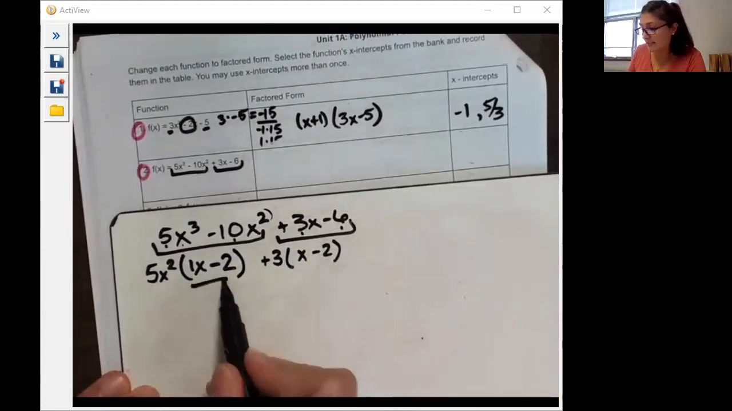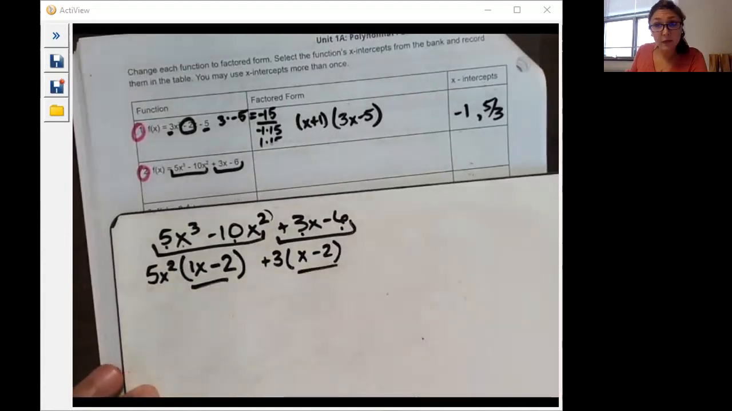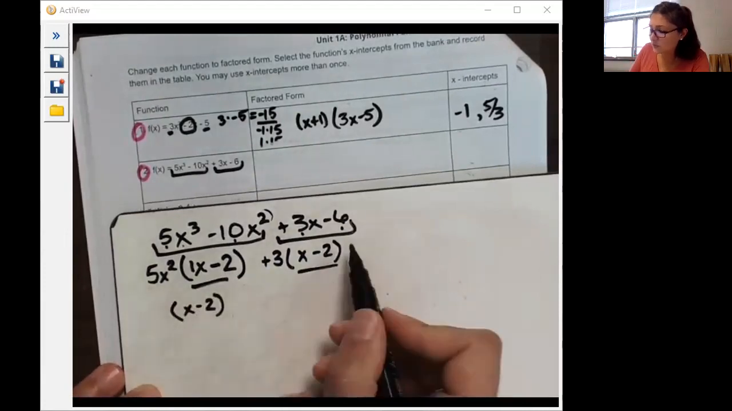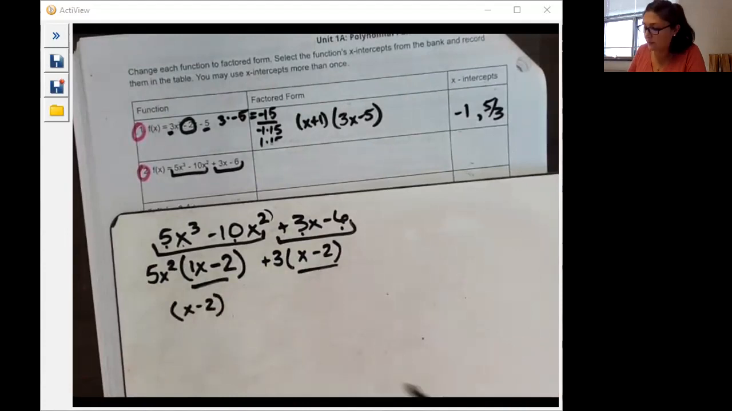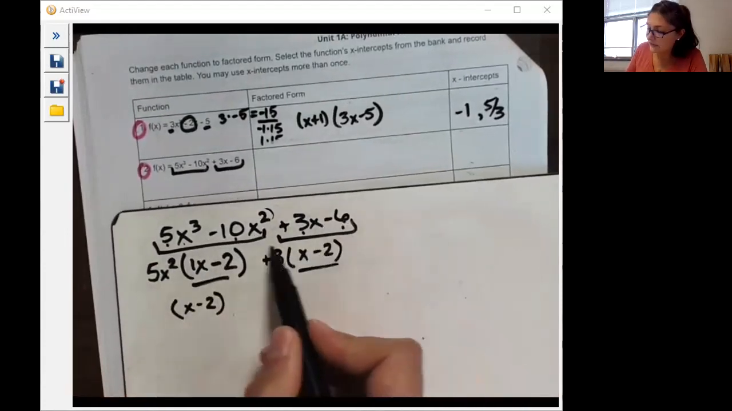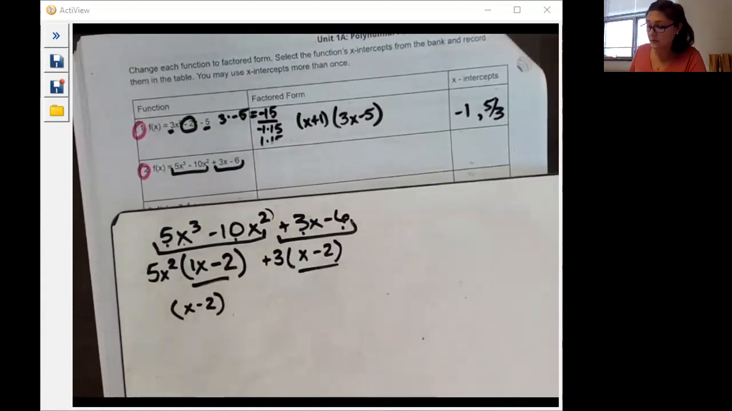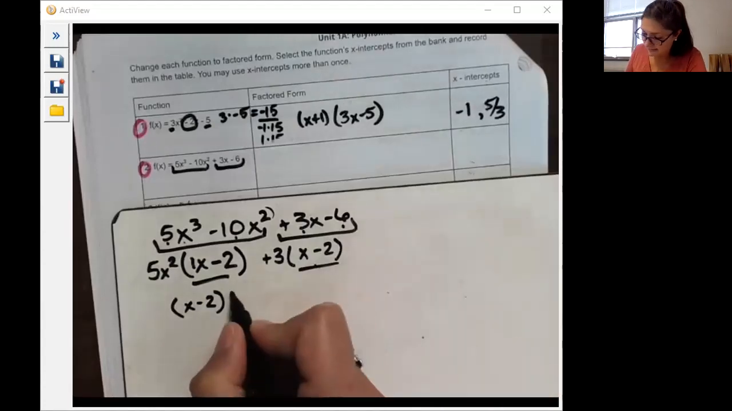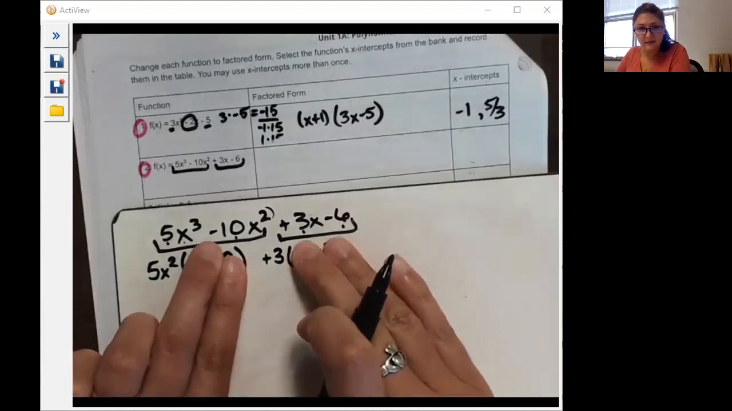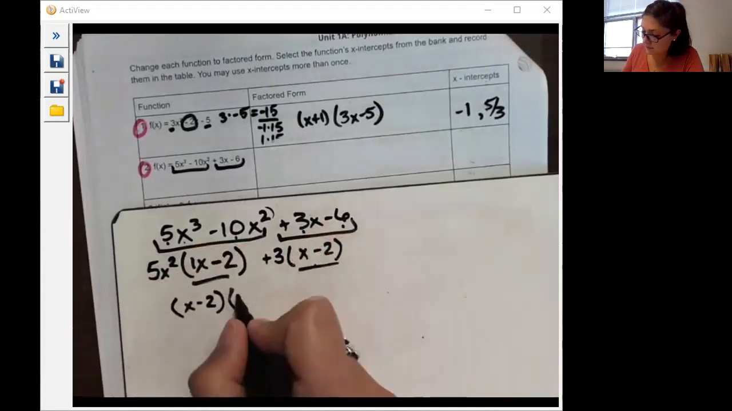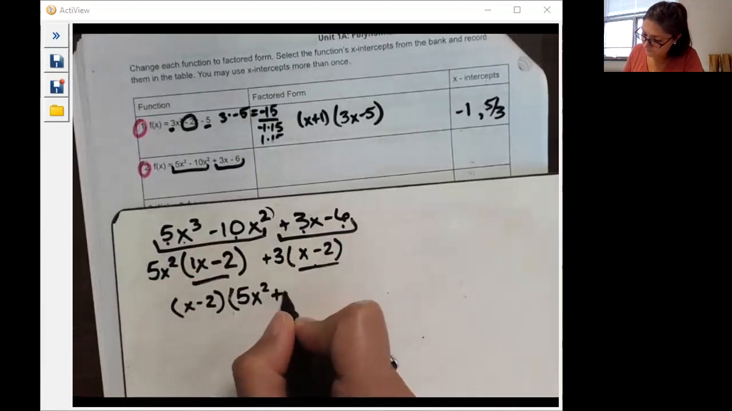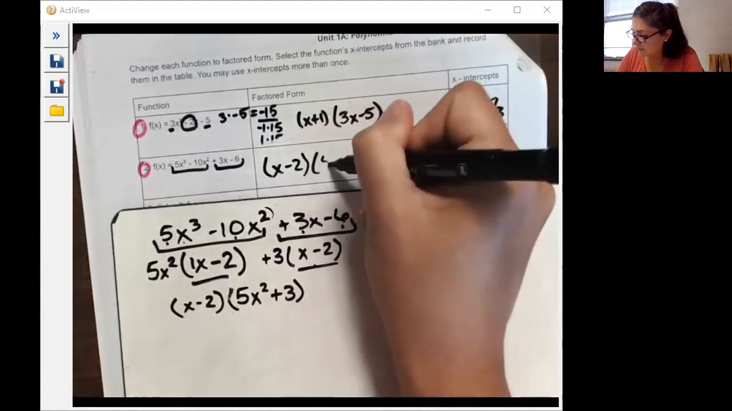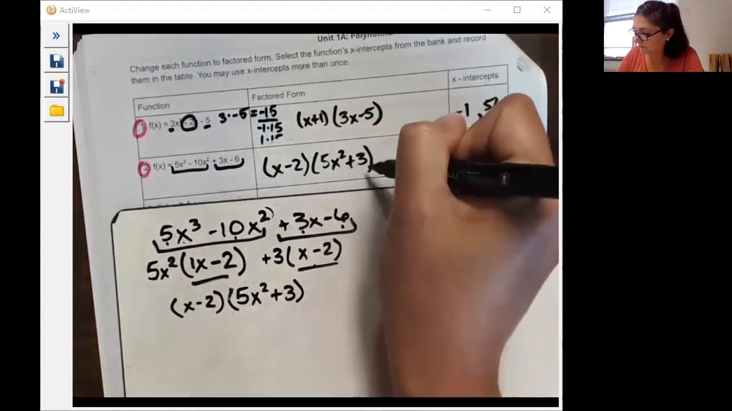From here, I can see my stuff in parentheses is the same. So I get to pull that out now as my new greatest common factor for this problem, right? I can sort of think of this as like a big group, right? We split up into groups and look for GCFs. Now here's my new kind of bigger, clunkier group. And we're just looking for the GCF, which is that stuff in parentheses, since that's what's the same. And then left over would be 5x squared plus 3. So I'm going to jot my factors down here. X minus 2 times 5x squared plus 3.